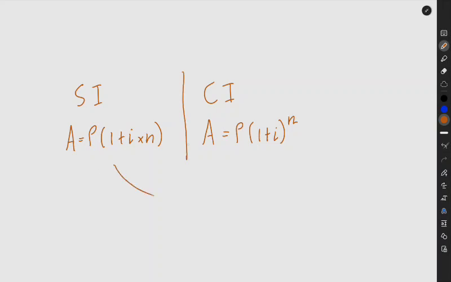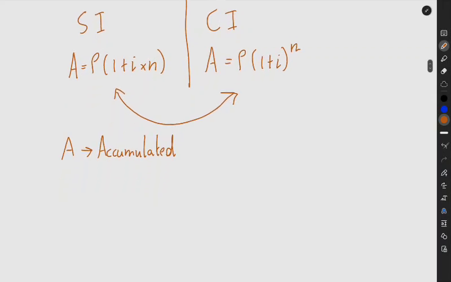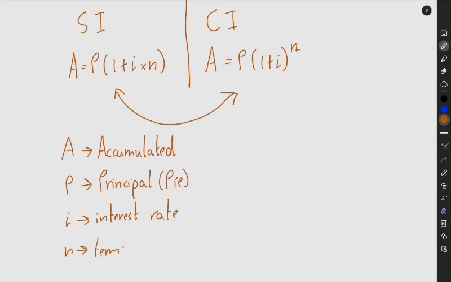Notice that both of these equations have the same variables. So let's take a closer look at what each variable means. A stands for the accumulated amount, and that simply means the amount that you would result in after the interest takes place. P stands for the principal amount, or I like to call it pi. And you'll see why in just a moment. i refers to the interest rate, and n refers to the terms over which the interest rate acts.